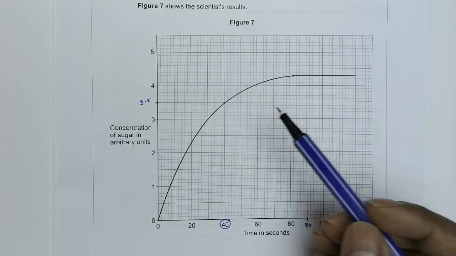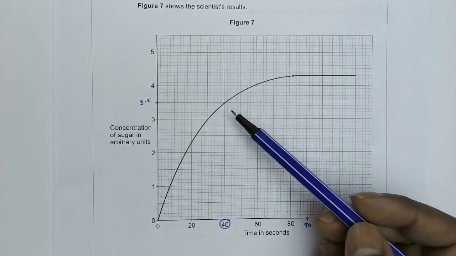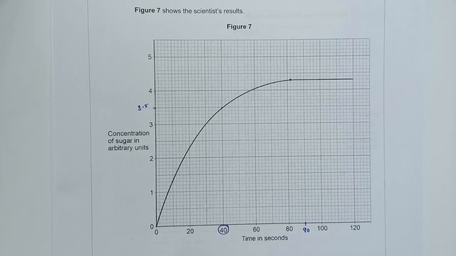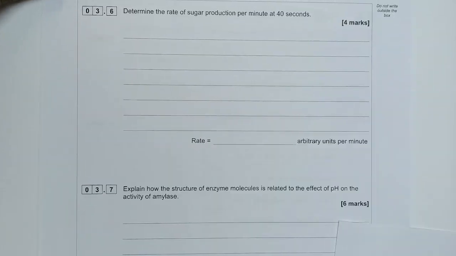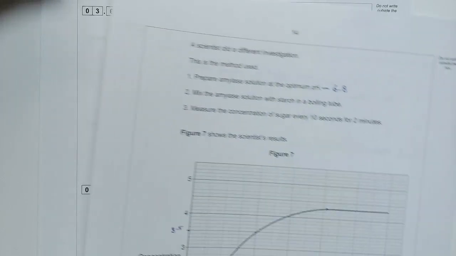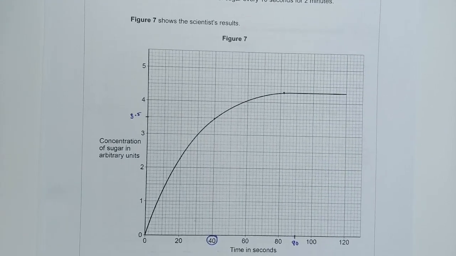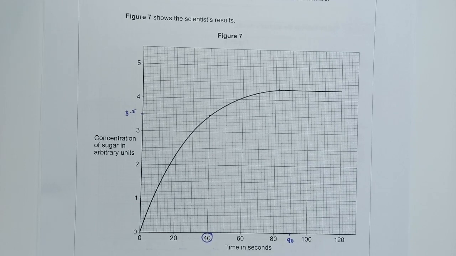So you could, if you divided the concentration by the time to find the rate, that would only give you 1 mark. Remember, this is a 4-mark question. In the question, determine the rate of sugar production per minute at 40 seconds. It's a 4-mark question. So simply finding the values at y and x and dividing it would not give you those 4 marks. So there's a reason why it's 4 marks.